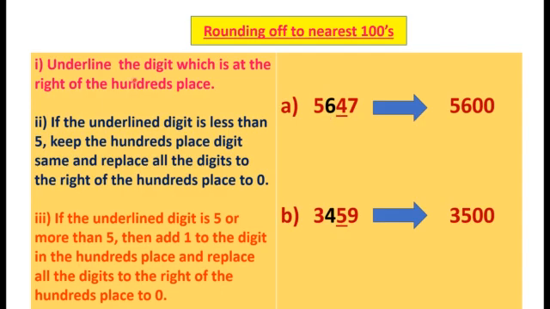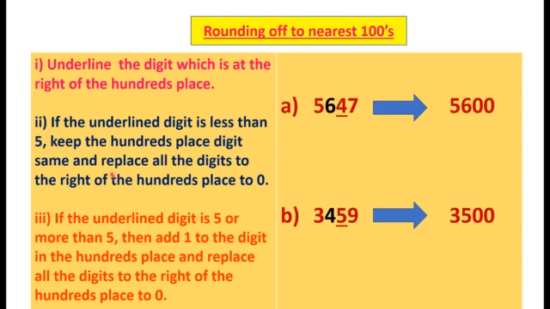Okay. So underline the digit which is at the right of the hundreds place. So what is at the right of the hundreds place? That is 4. So we have underlined here. Now second condition says if the underlined digit is less than 5, keep the hundreds place digit same. So you can see here underlined digit is less than 5, that is 4 is less than 5. So we have to keep hundreds place digit same. That means 6 will not change. It will be same. Okay, so we got two numbers, that is 5 and 6. We have written over here.